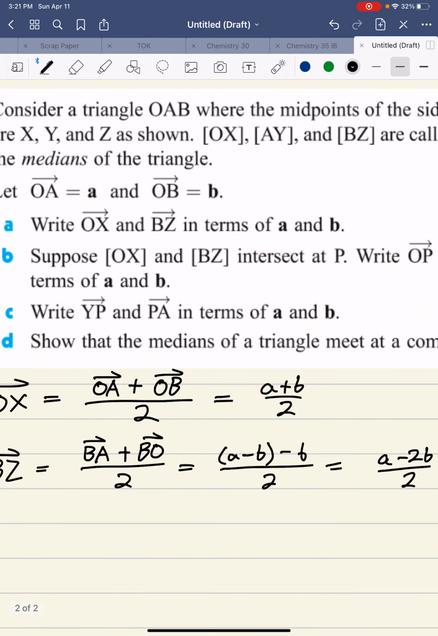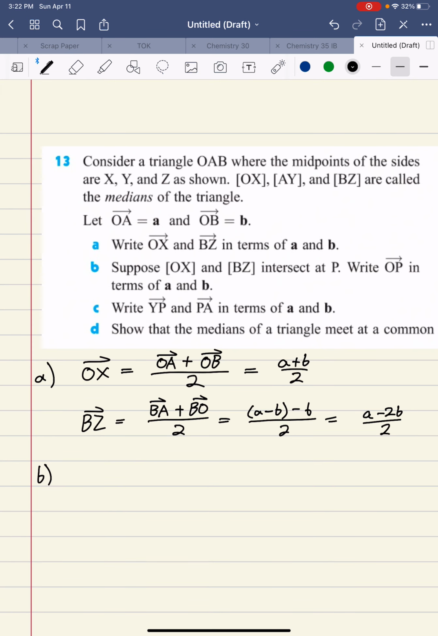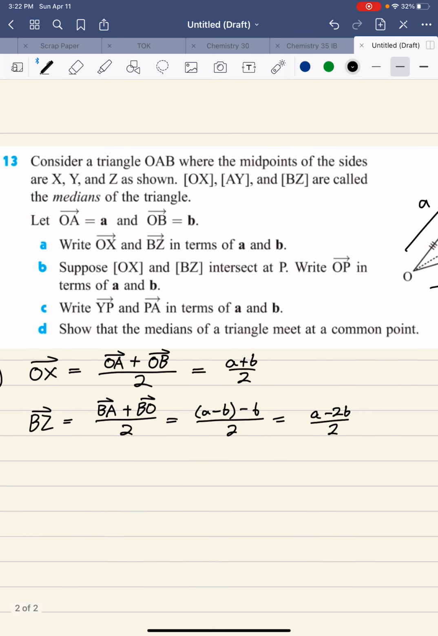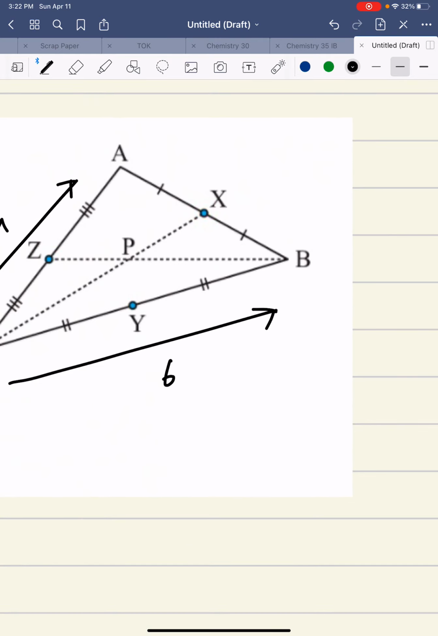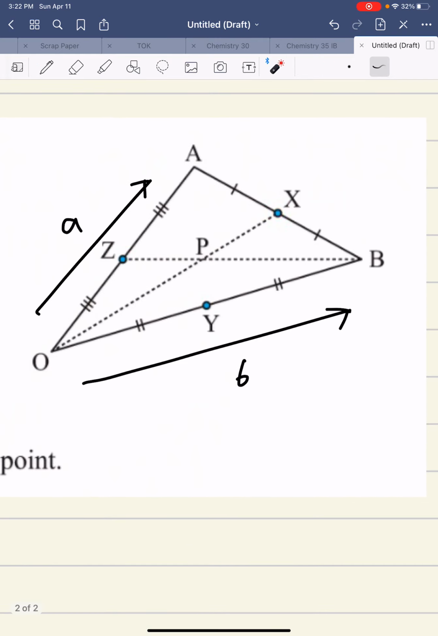Next is B. Suppose OX and BZ intersect at P. Write OP in terms of a and b. So this is what the diagram is showing, the intersection of P when you cross these lines together. So here's how to do this. You should make two vector equations based on OX and BZ, given a position vector and a direction. Same with BZ here.